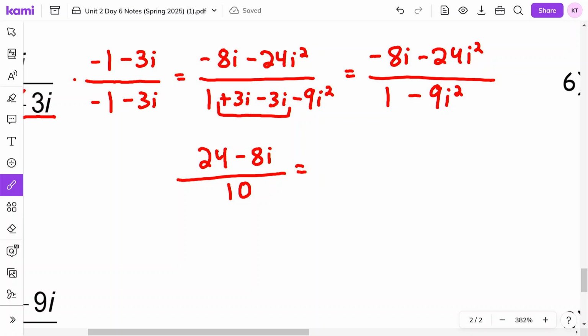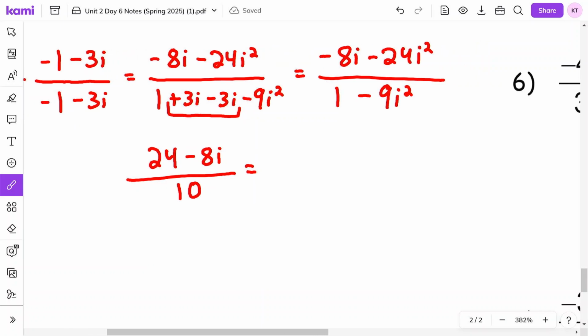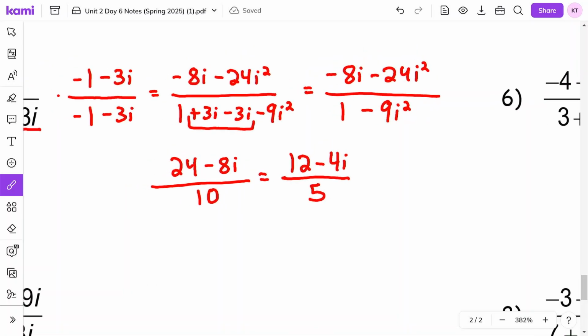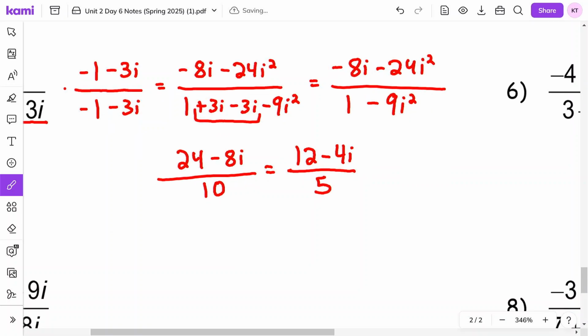And in this case, unlike the last two, I can go ahead and divide 24, 8, and 10 all by 2. So when I divide every single one of these numbers here by 2 and simplify this down, this is going to be actually equal to 12 minus 4i divided by 5. So I want to go ahead and get the most simplified answer possible.